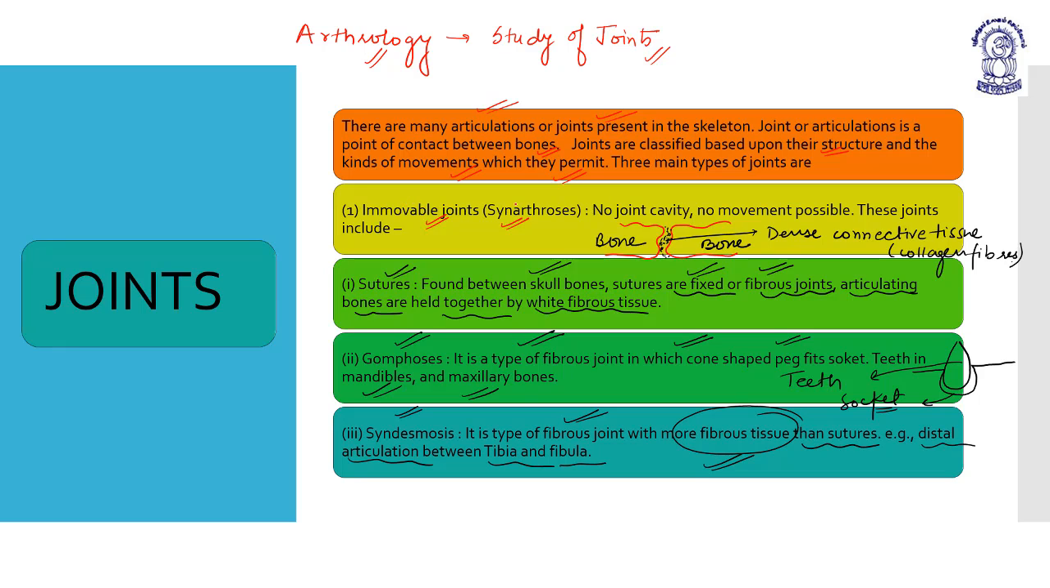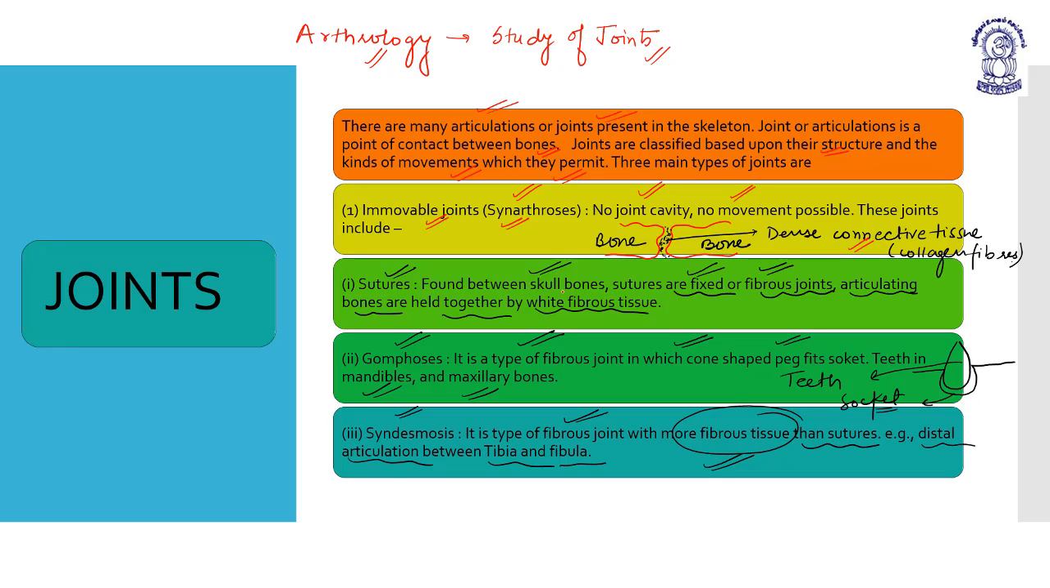This fixed or immovable joint is known as what? Synarthrosis. There is no joint cavity and no movement is possible. In these joints, the bones are filled in between with dense connective tissue made up of collagen fibers, and thereby the bones cannot move over each other. So this type of joint is known as what? Immovable joint, synarthrosis or fixed joint.